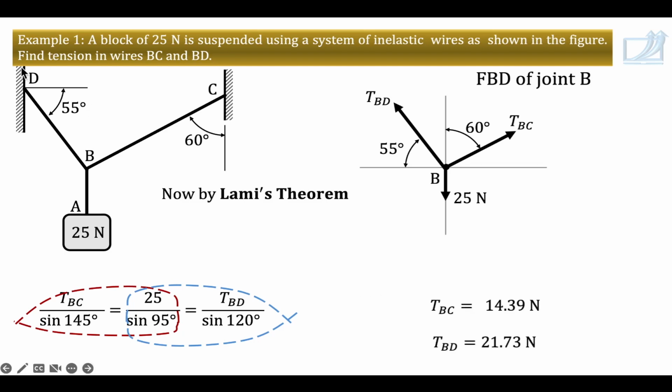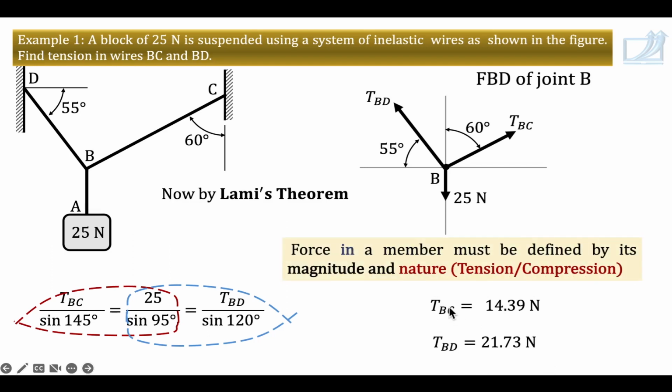Now one more very important thing. Find tension in wires BC and BD. If you are asked force in a two force member, here it is a two force member, then you should write the answer in magnitude and nature form. That means in the answer, direction is not required but nature. But wires are always in tension, and that is why we have already used the letter T. So it's not necessary to mention once again that it is a tension, because it is understood in this letter. So force in a member must be defined by its magnitude and nature.